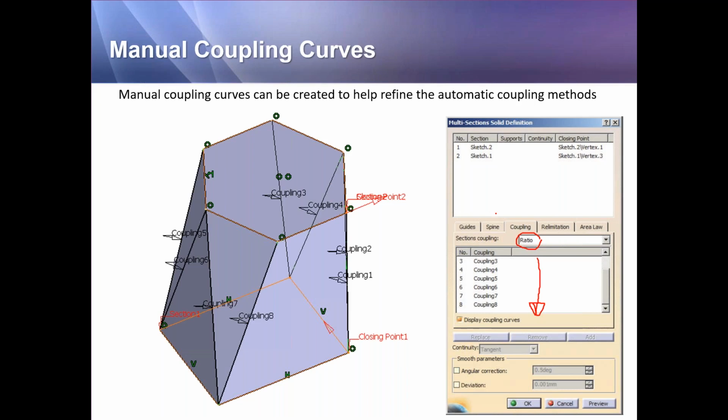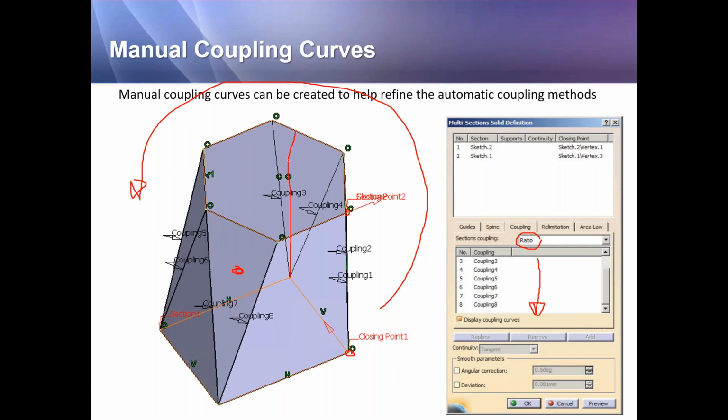So again, the only real coupling method that would work would be ratio. And so the closing point here would get connected to the closing point here, and it would just start to work its way around based on percent distance. Whatever percent distance here in the rectangle, it would find that corresponding point up here on the hexagon. But you'll notice they've got some of these sides here created as triangles. What they're doing is they're adding coupling curves.